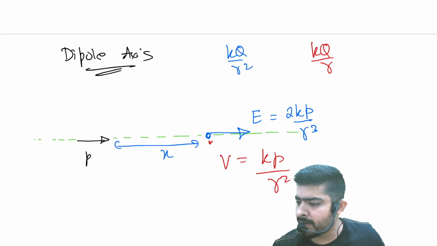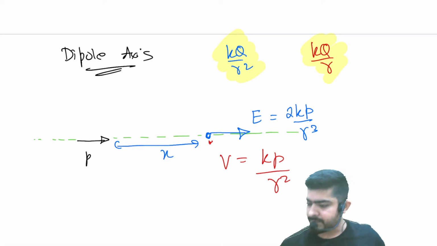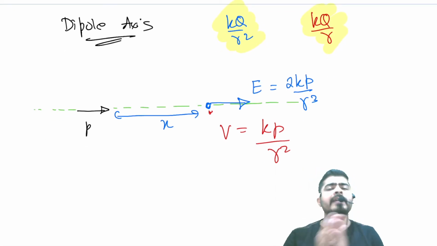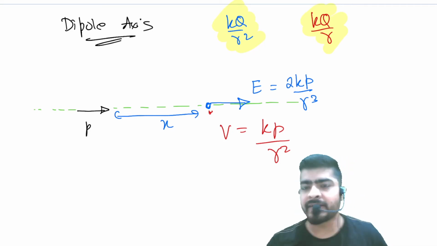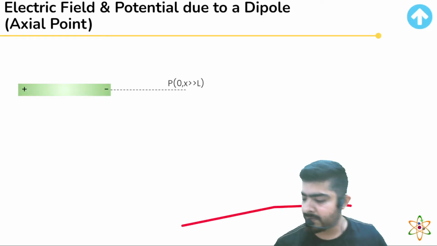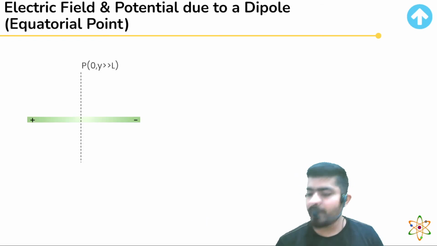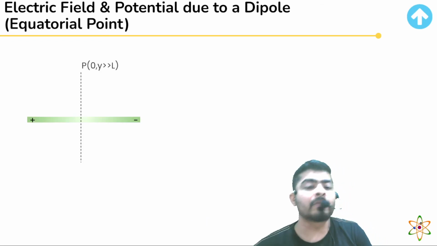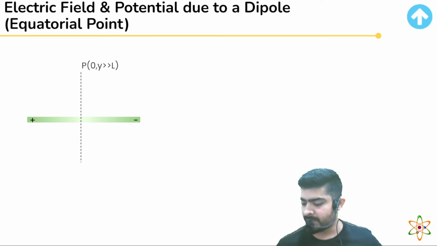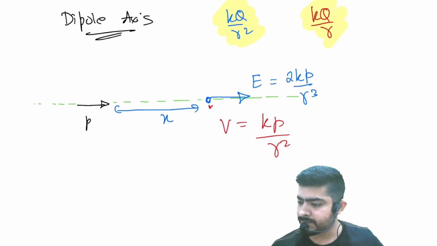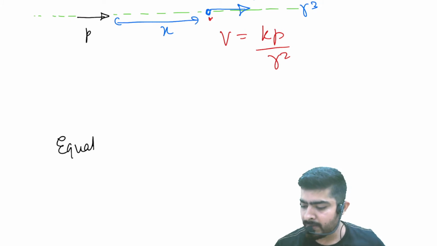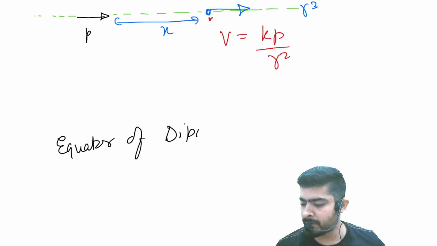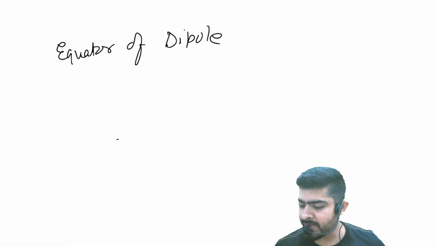So I'll keep this as a reference on the side. Okay, so this is your electric field and potential for the dipole, alright, on the axis. Next, we want to find the electric field and potential of dipole on the equatorial point. So again, equator of dipole. So again, let's draw the dipole first.